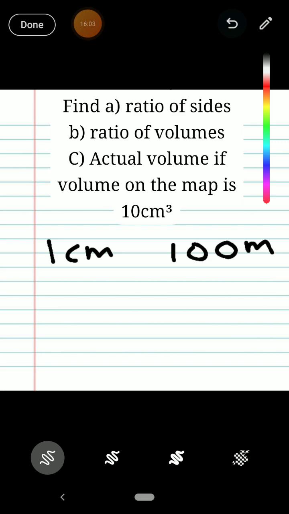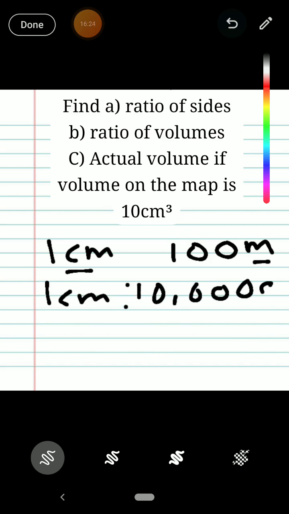Now we have an issue here, because here we have centimeters and here we have meters. For us to compare these two, we need to make sure they're in the same units. We can change meters to centimeters by multiplying by 100. So 100 times 100 is 10,000. So 1 centimeter is equal to 10,000 centimeters. Our scale is 1 to 10,000. Make sure there is no number that goes into both, meaning they are in lowest terms, and don't put units. So this is the ratio of the sides.